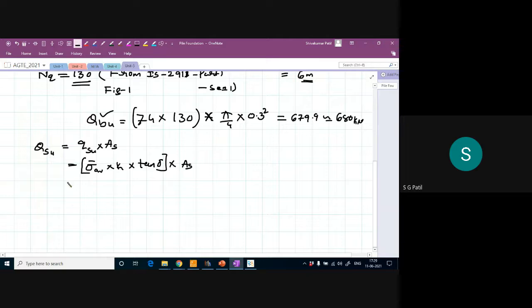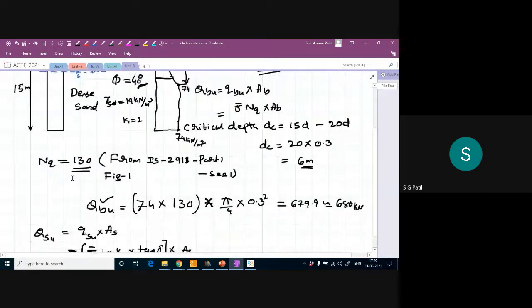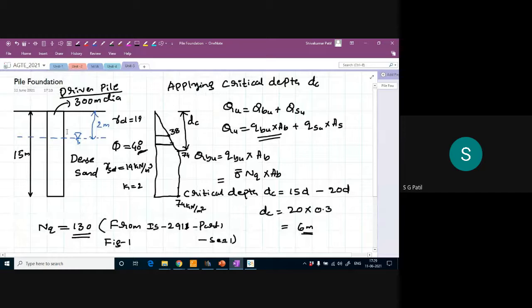First, see the surface. Whatever skin friction is there, this skin friction will be different in this dry area, and different in the wet area, because your sigma, your overburden pressure, will be different. So your overburden pressure is different in this dry area and in this wet area. That's why I will calculate this skin friction and this skin friction separately.